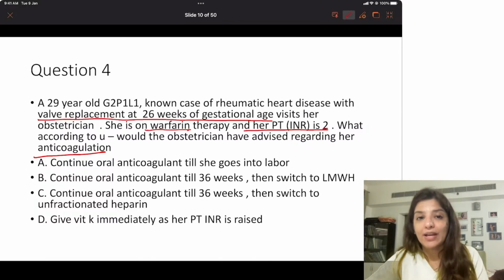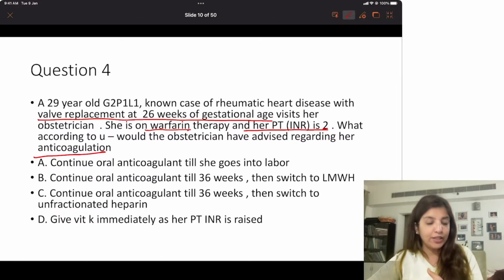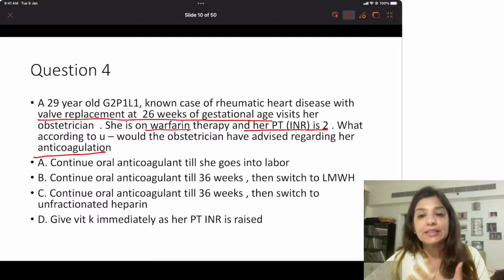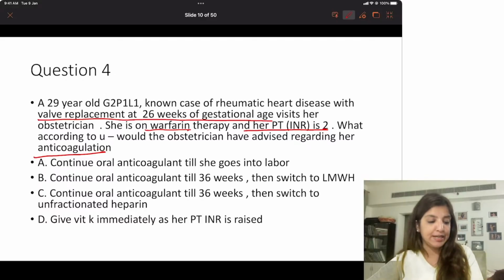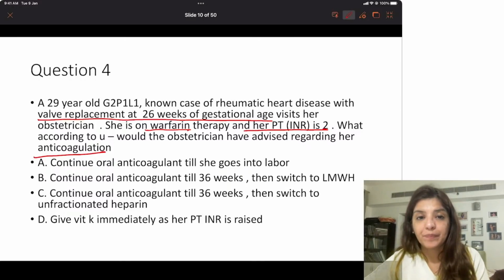Option A, continue oral anticoagulation till she goes into labor. Option B, continue oral anticoagulant till 36 weeks and then switch to low molecular weight heparin. Option C, continue oral anticoagulant till 36 weeks and then switch to unfractionated heparin. And option D, give vitamin K immediately as her PT-INR is raised. So what do you think the obstetrician has advised her?